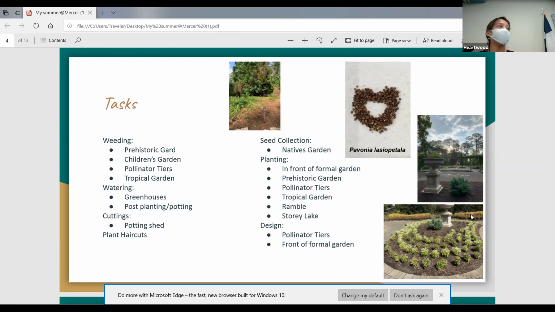Some of the more major projects were designing, spotting and planting two beds, which was one in front of the Renaissance formal garden and the children's tiers. Additionally, we also weeded whole beds.